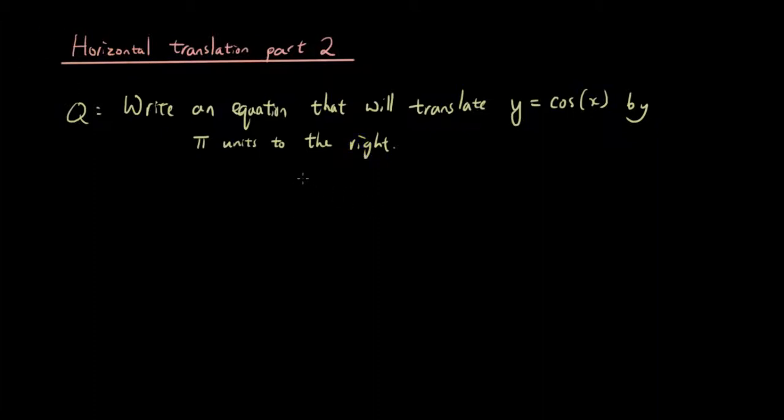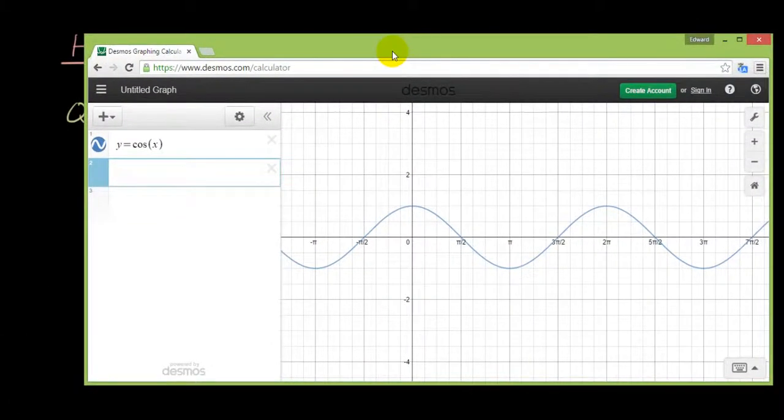So the answer to that is y equals cosine of x minus pi. Now to the right actually means minus pi. Now I know this is counterintuitive, but if you have done our previous tutorial, you should be able to see why to the right is actually negative or minus and to the left is actually positive. Okay, so if I type these two curves into Desmos, we should be able to see whether it's right.